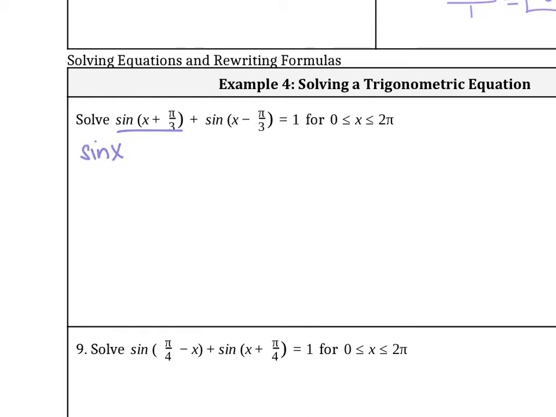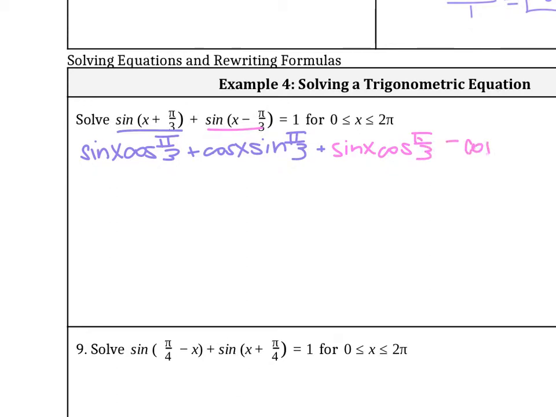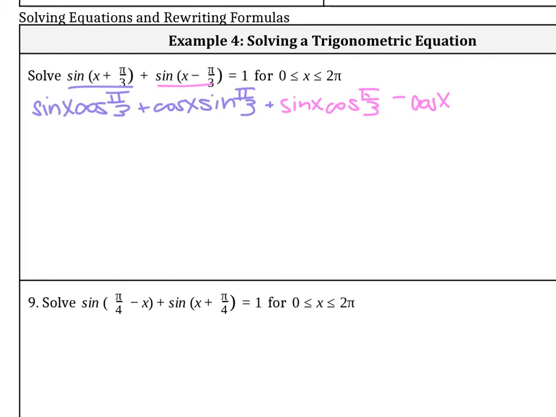Sine of x times cosine of pi over 3 plus cosine of x times sine of pi over 3. Then we're adding sine of x minus pi over 3, so do the same thing. Sine of x times cosine of pi over 3 minus cosine of x times sine of pi over 3, and that equals 1, right? So it equals 1 at the end.